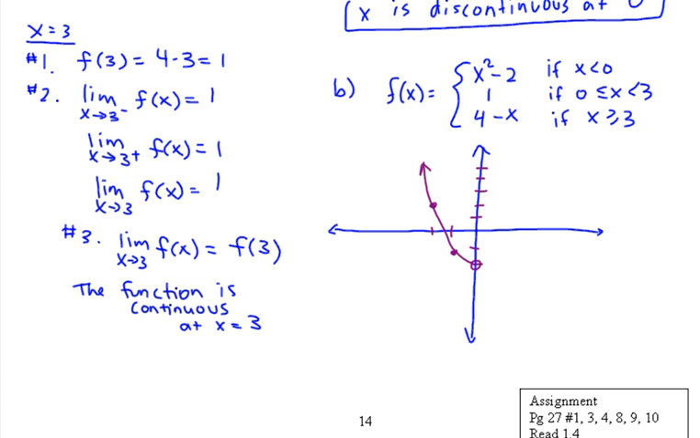Now we go to the next function. So this one's pretty easy. At 0, what does it equal? 1. And it actually is filled in there because that's where the equal to symbol is. All the way to 3, it's always going to be 1. And then at 3, what do we have to do? Open circle because we don't have an equal to symbol there.